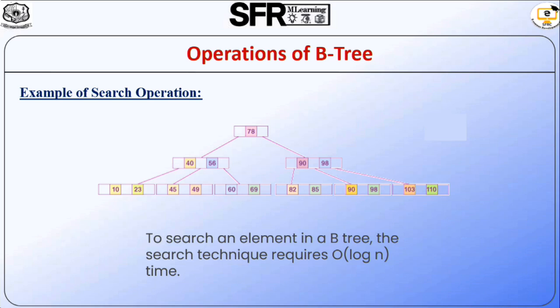Since 49 is greater than 45, move to the right and then compare 49 with the node. A match is found, so return the value. So the height of the tree affects the search in a B tree. To search for an element in a B tree, the search technique remains O(log n) time.